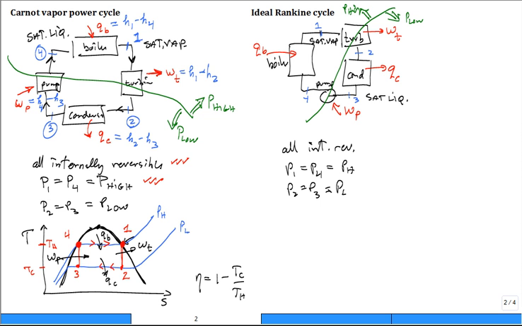And you can still plot things on a temperature entropy diagram. Temperature entropy diagram. And that's a bad looking dome. Come on, you can do better than that. There. And you still have a high pressure line.